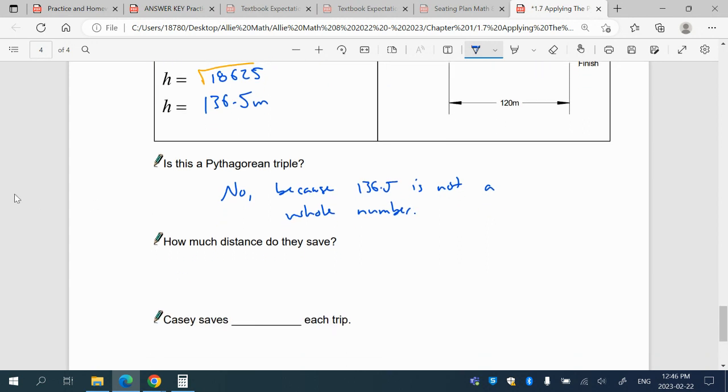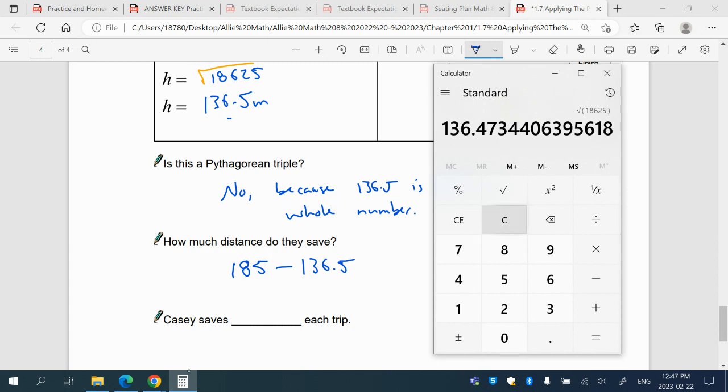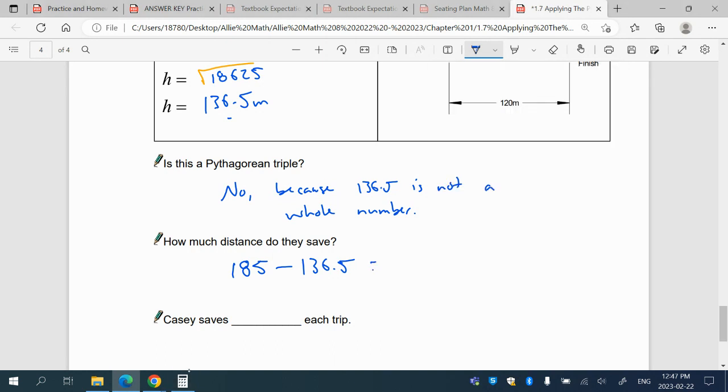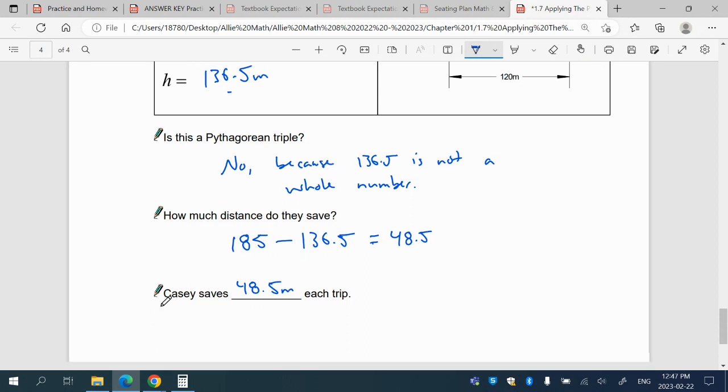And how much distance did they save? Well, remember, if they walk just straight down the triangle, the 65 meters plus the 120 meters, they would have walked 185 meters. And we can subtract the distance that they would walk if they cut across the field, so 136.5. Let's do that. 185 minus 136.5 equals 48.5. So Casey saves 48.5 meters each trip. So totally worth it.